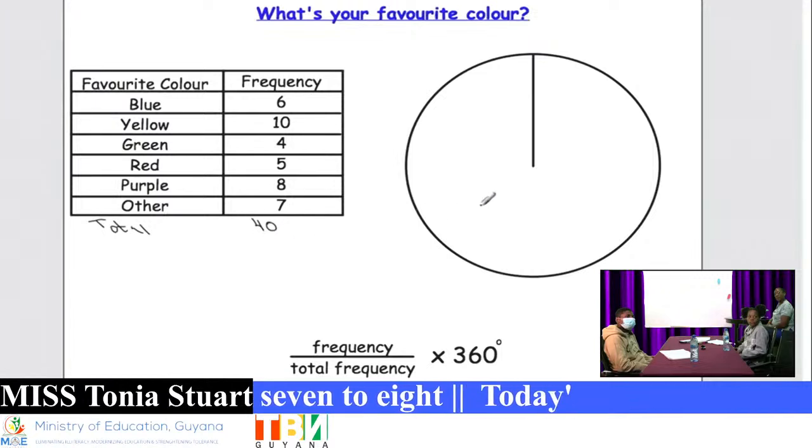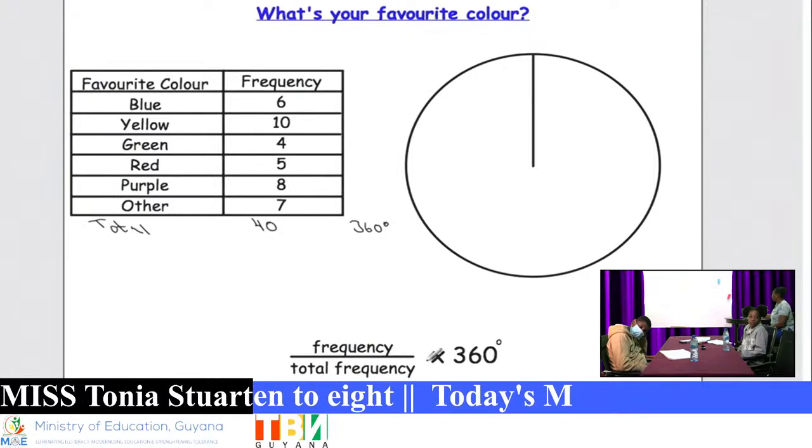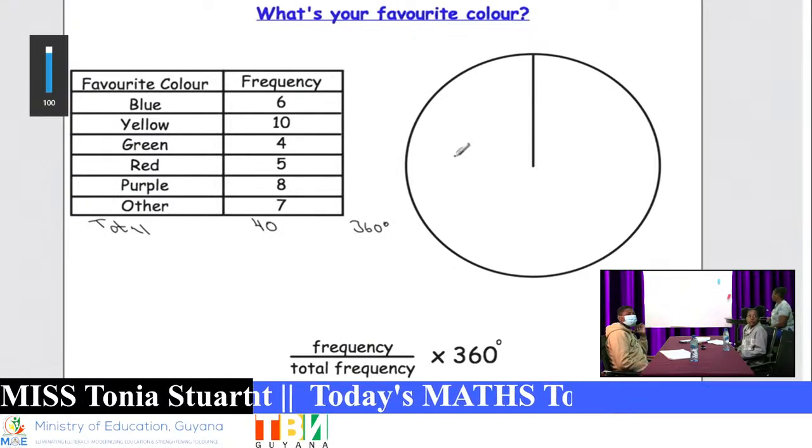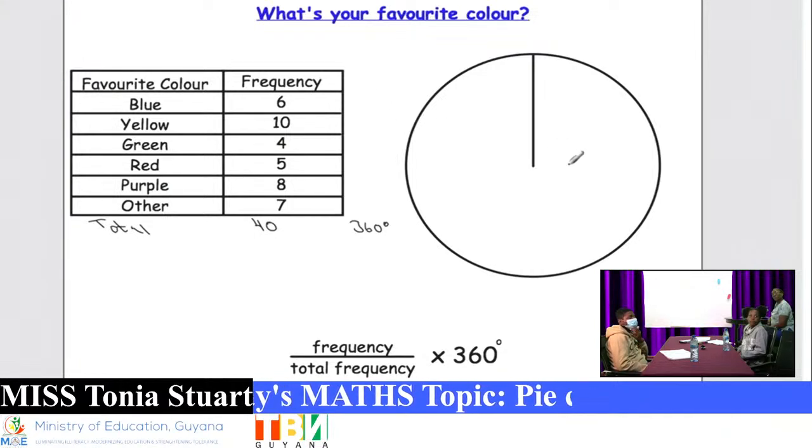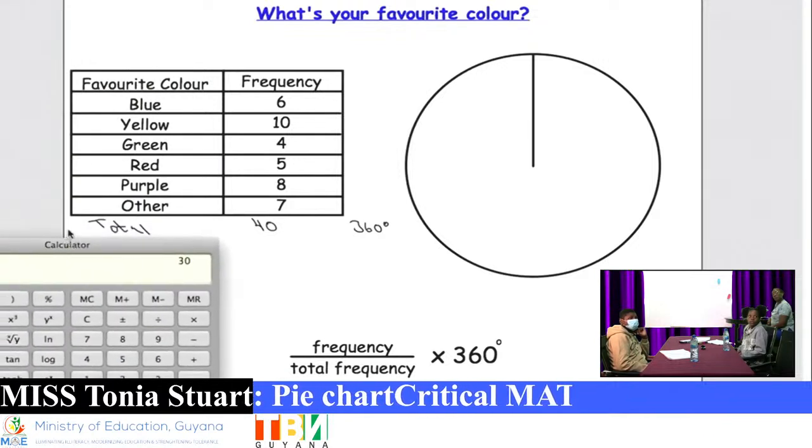When we're finished, our whole pie chart should come to a total of 360 degrees in a circle. So we have to work out how big each slice of the pie will be for each colour. In order to do that, we use this little formula: the frequency divided by the total frequency, multiplied by 360 degrees, and that will tell us how big the angle should be for each slice. So let's do the first one. To work out how big the blue slice will be, it's going to be 6 divided by 40.